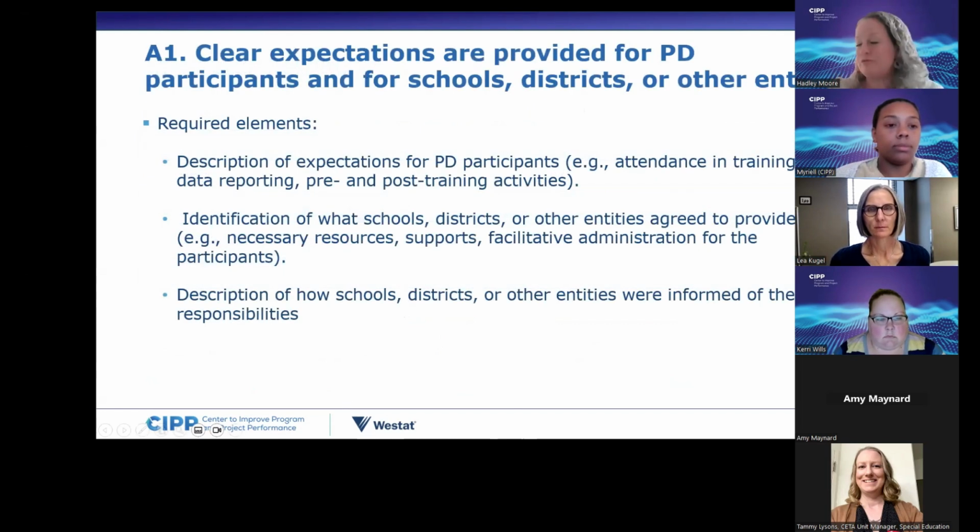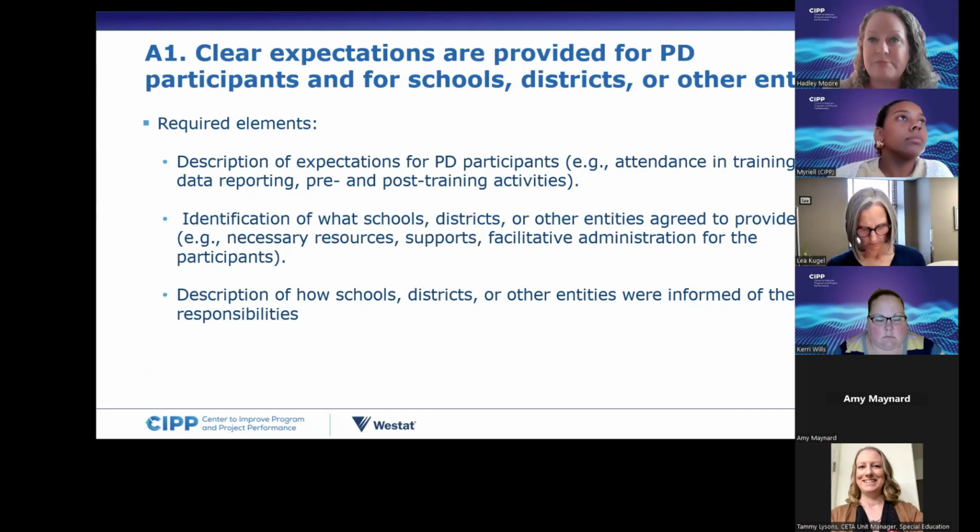We have noticed, though, over the years that there are specific items or elements that come up time and again as areas where either Laura and I don't agree with each other, or our rating frequently doesn't align with the grantee's rating. And so I wanted to just elevate some of these for informational purposes.